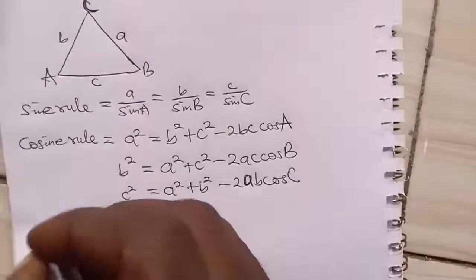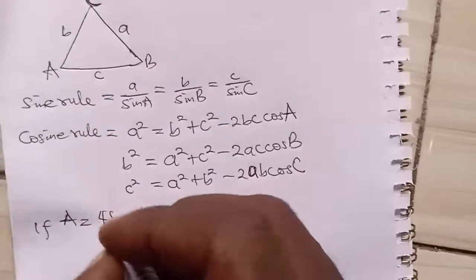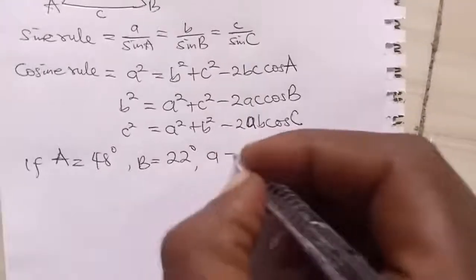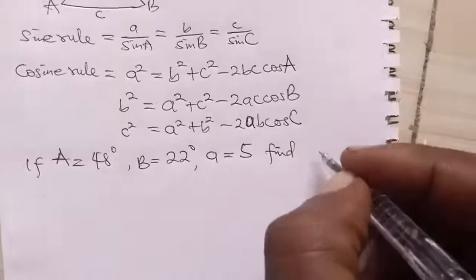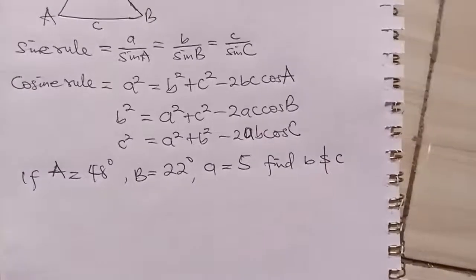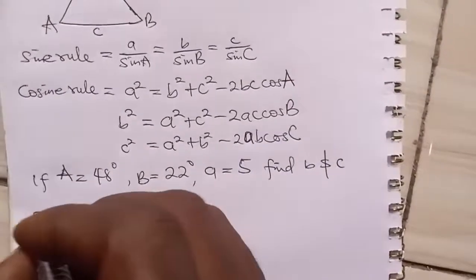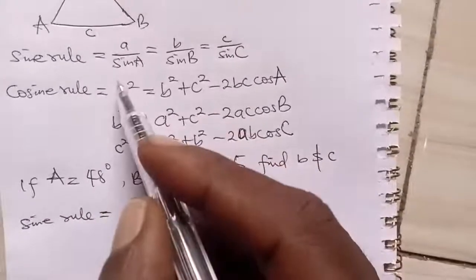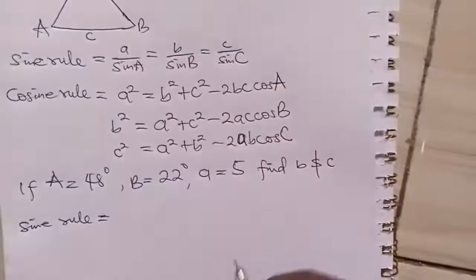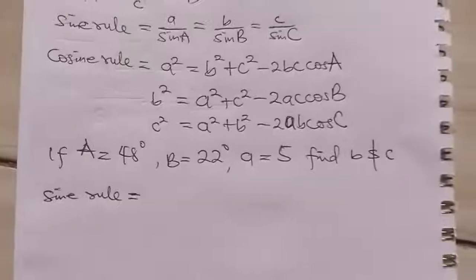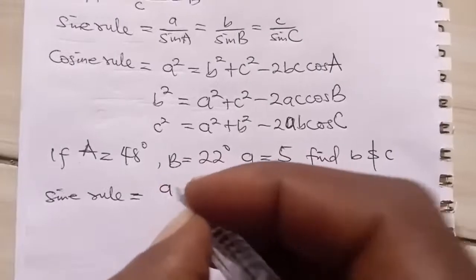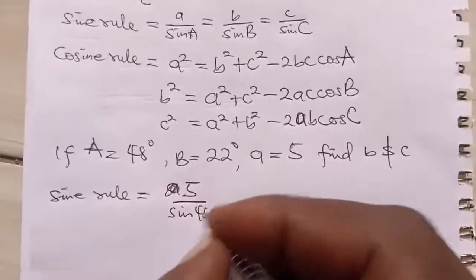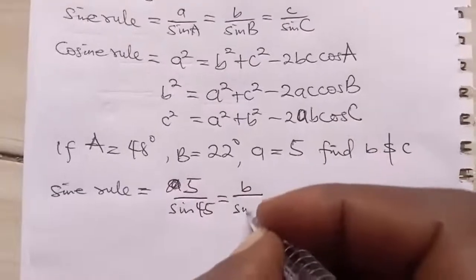Let's say, for example, if A is equal to, let's say, 48 degrees, and B is equal to, let's say, 22 degrees, and then a is equal to, let's say, 5, find b and c. We can use sine rule, which says that a over sine A, b over sine B, c over sine C. So we can say that if we pick a, our a is 5, 5 over sine A, so sine 48 is equal to b, the unknown, over sine 22.